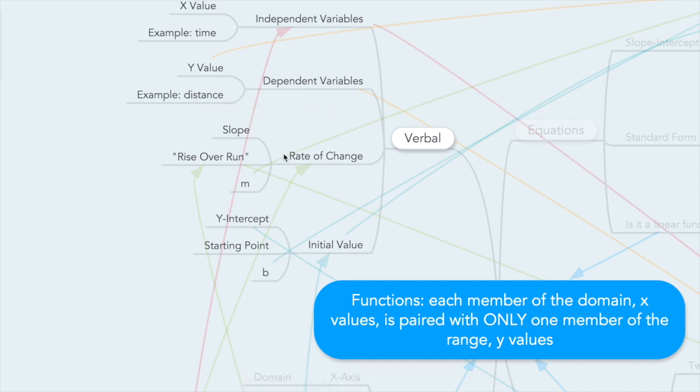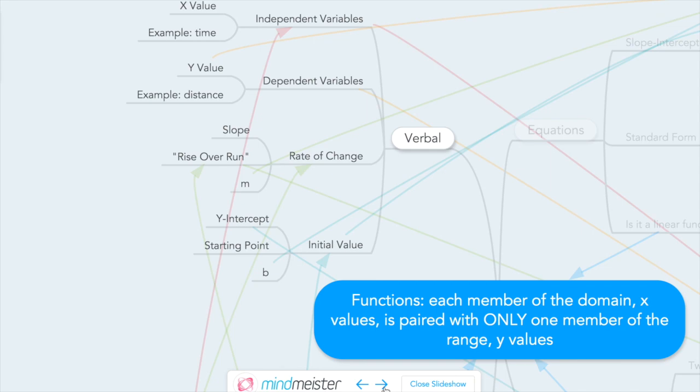A rate of change can be used as slope, rise over run, or your m value. And then the initial value could be y-intercept, your starting point, or your b value. Now, if you notice, all of your independent variables are going to have red arrows. Your dependent variables have orange or yellow arrows. Your rate of change has green, and your initial has a teal kind of color.